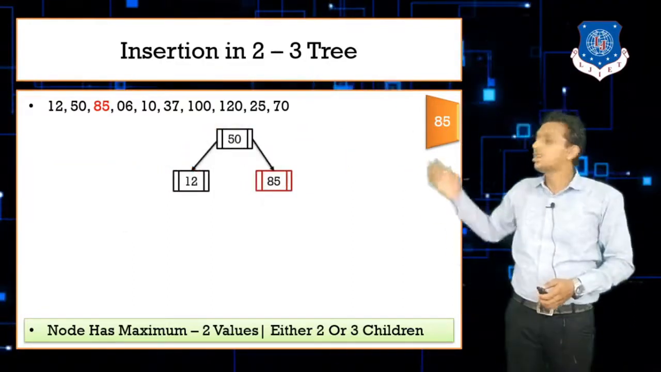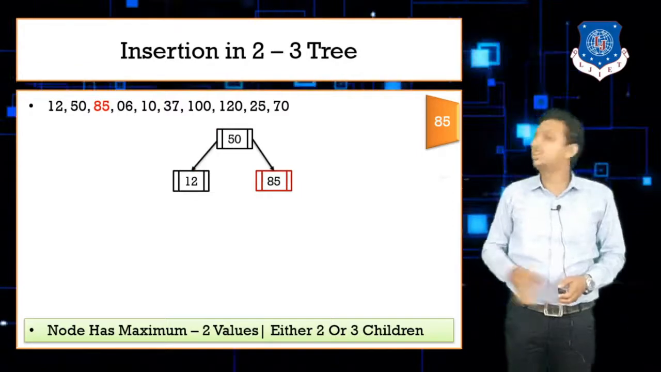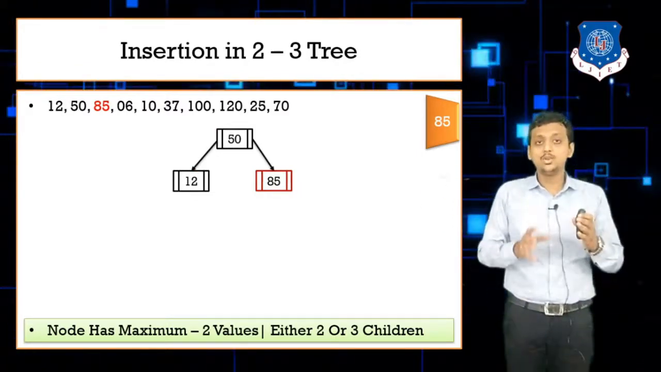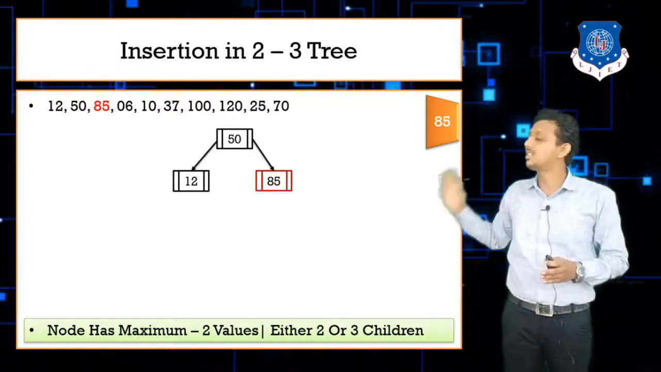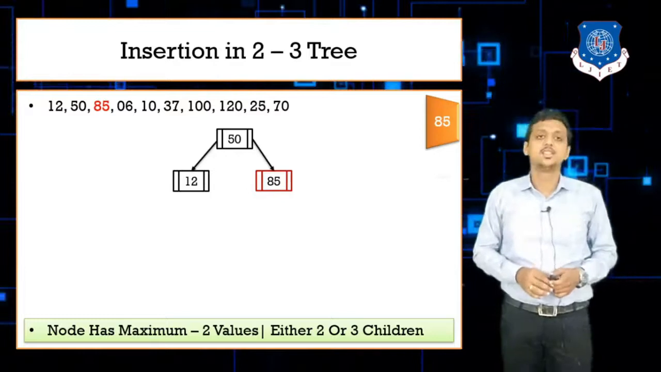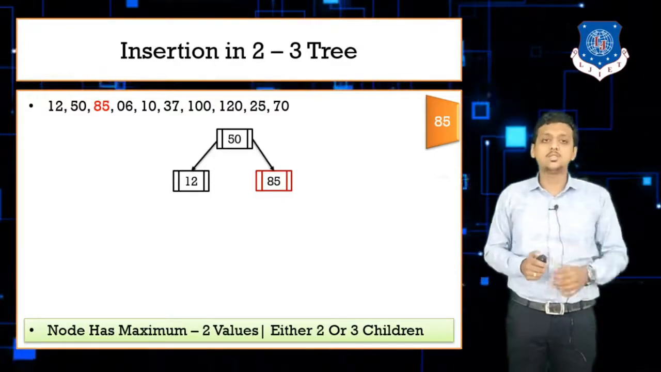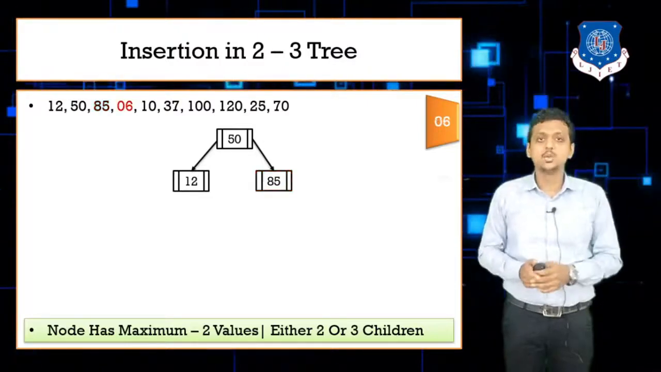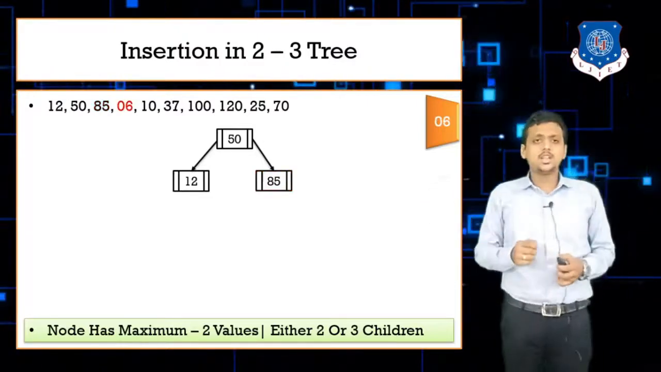Here it is. On the left side of the 50, I have 12. On the right side of the 50, I have 85, students. So this is the answer after inserting 85. Okay, let's begin with the next value. There we have number 6, so here I need to insert number 6.